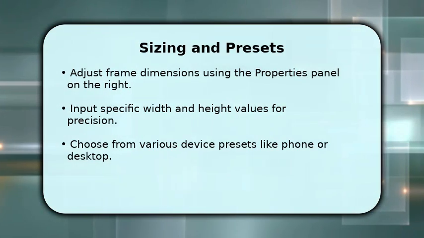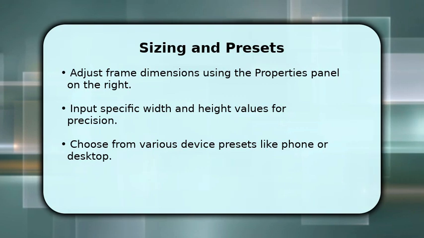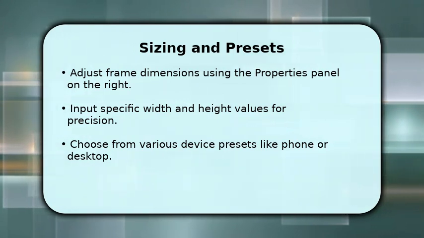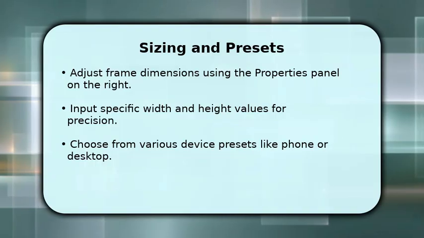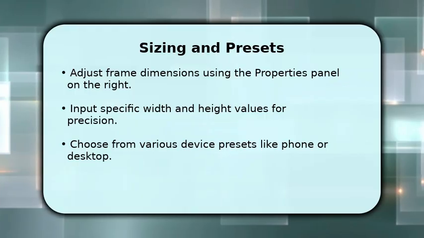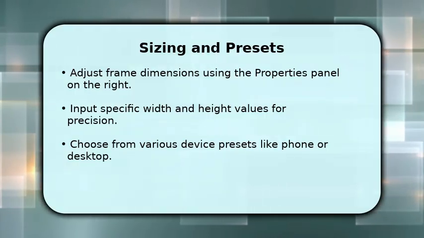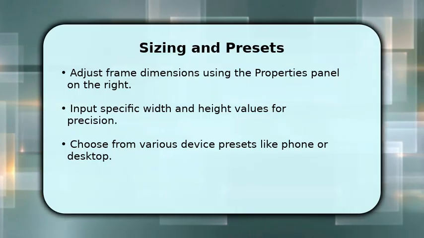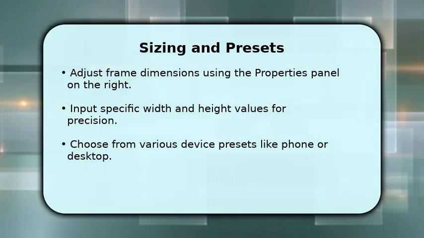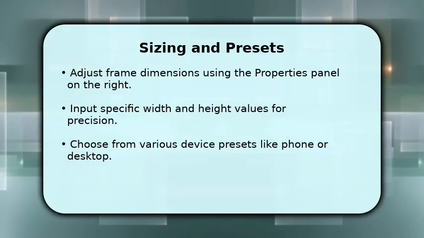After creating your frame, you can easily adjust its size. Head over to the Properties panel on the right side of your screen. Here, you can manually input precise width and height values, ensuring your frame meets exact specifications. Figma also offers a wide range of convenient presets, such as popular phone or desktop dimensions, allowing you to quickly set up frames for common devices with just one click.